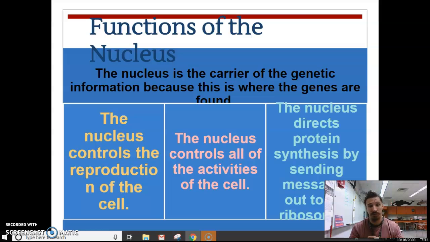For example, on the left here, the nucleus controls the reproduction of the cell, when one cell will become two. The nucleus controls all the activities of the cell, what goes where inside the cell, what gets fixed inside the cell, what gets broken down inside the cell. And the nucleus directs protein synthesis by sending messages out to ribosomes. So ribosomes are made in the nucleolus of the nucleus, sent out into the cytoplasm, where they await another message that's going to come from DNA inside the nucleus to make proteins. And again, proteins, another macromolecule from Unit 2, proteins do everything inside the cell. Don't forget that.